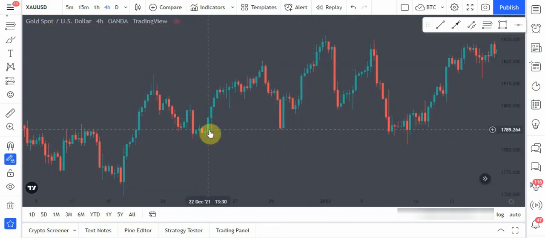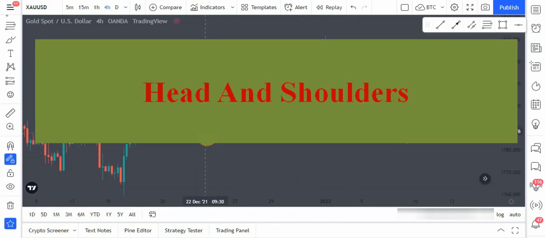Today I want to address important points about the head and shoulders pattern, such as how to find this pattern, determine the target, entry trigger and stop loss, and how to know that the pattern has failed, and much more.